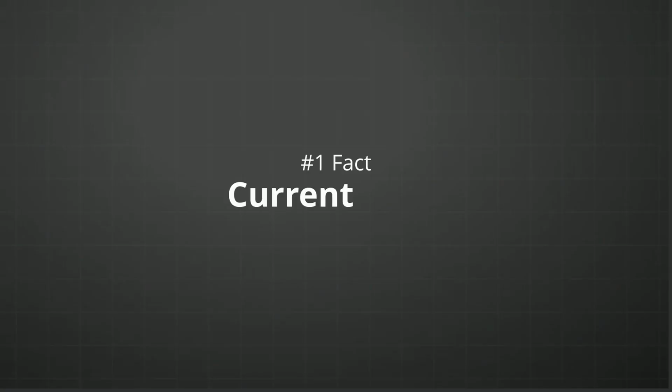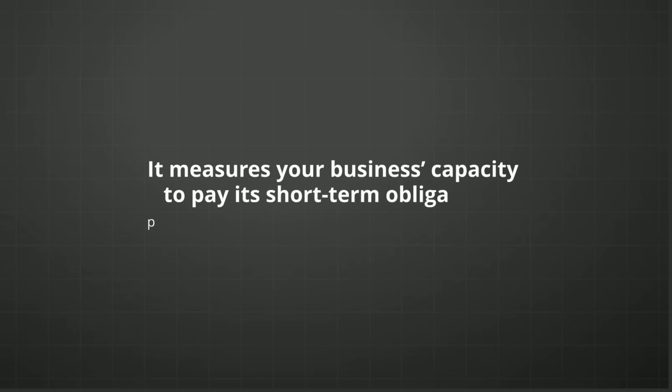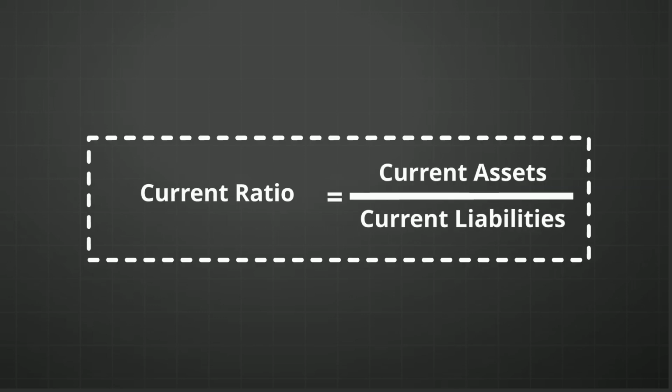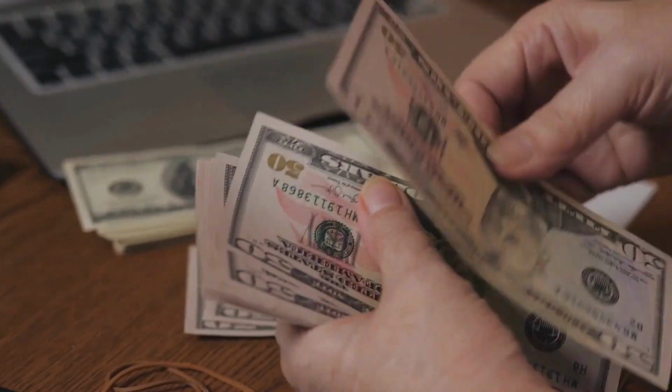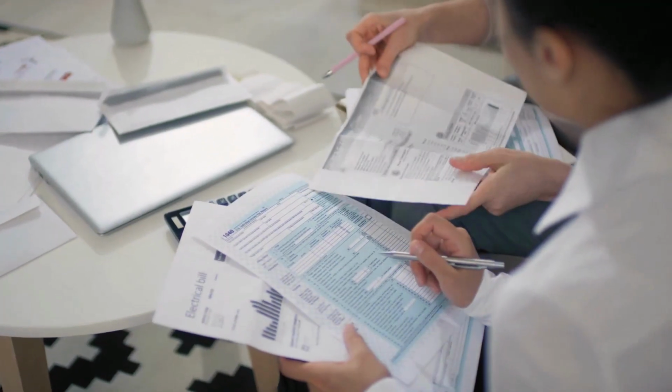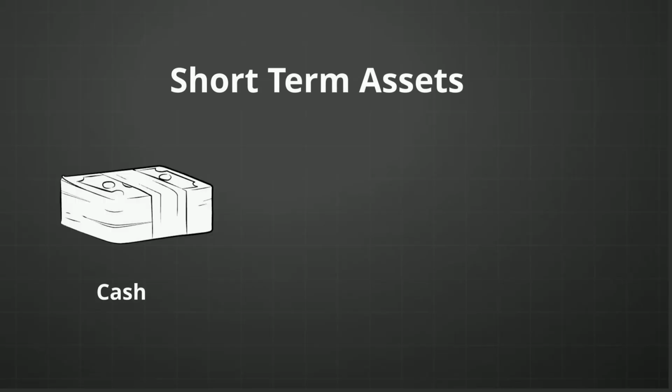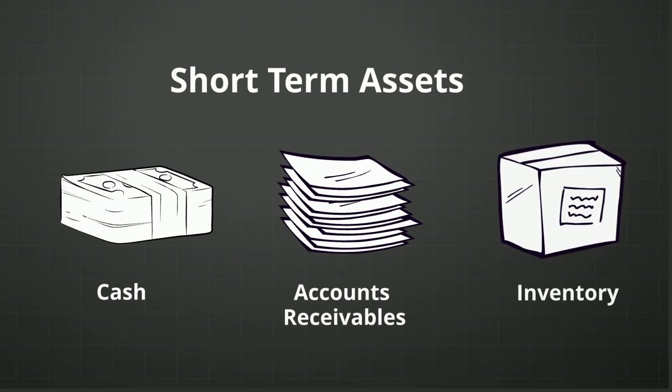First on the list, current ratio. Sometimes known as the working capital ratio, this financial metric measures your business capacity to pay its short-term obligations, which are payables and debts due within 1 year, using current assets. Current ratio is equal to current assets over current liabilities. A ratio of 1.0 or greater is ideal, indicating you can settle every pound or dollar owed for accounts payables, accrued expenses, and maturing debts with your existing short-term assets like cash, accounts receivables, and inventory.